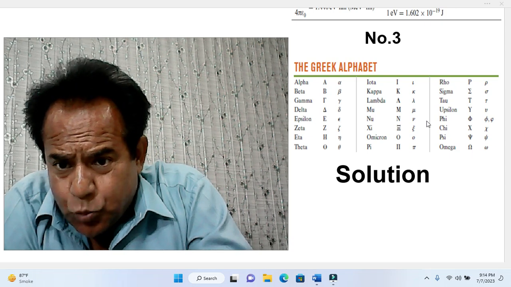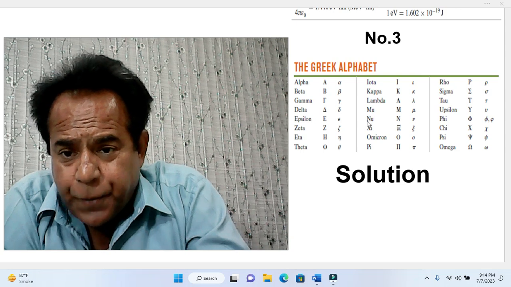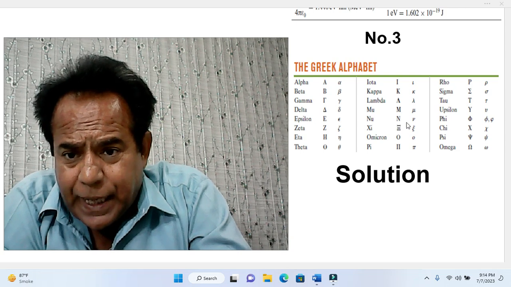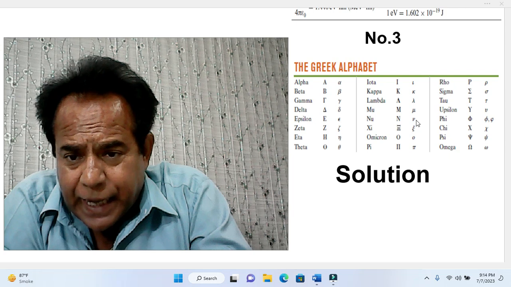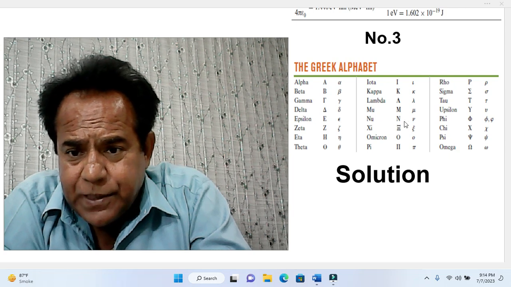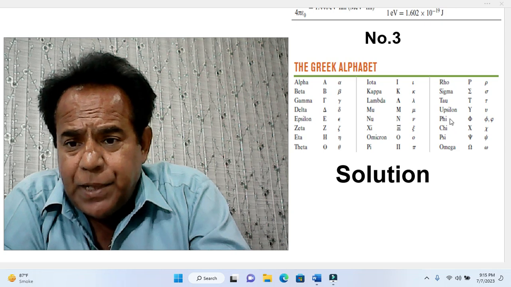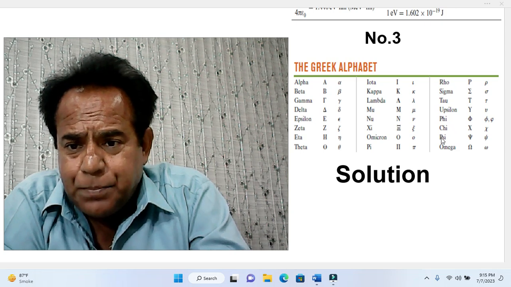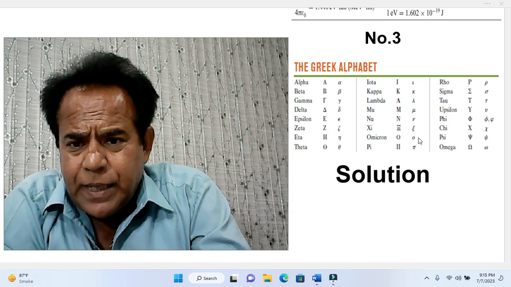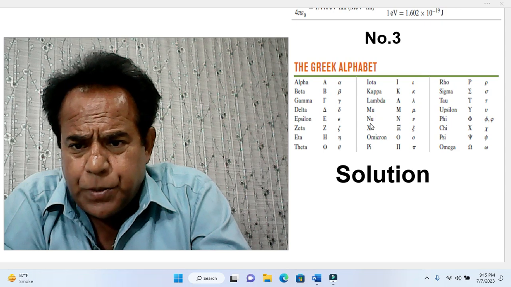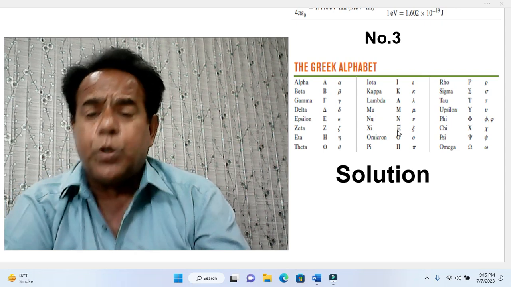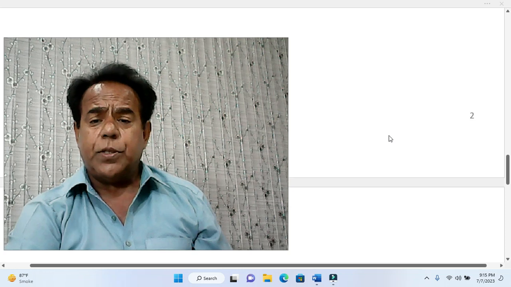Similarly, now we come towards nu. Yes, this is nu, capital and small, like v. So in our expression, this nu has been used. This phi has been used. Similar to phi, there is symbol psi, and corresponding to symbol nu, there is symbol omega. Now we come towards the solution.